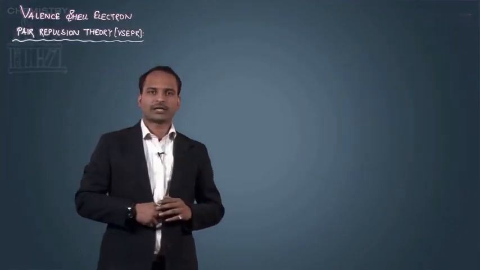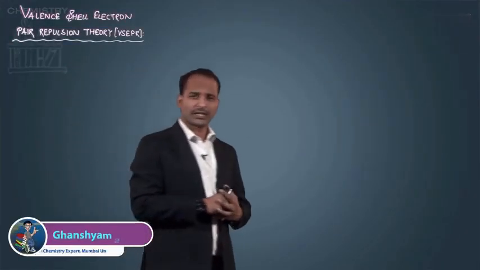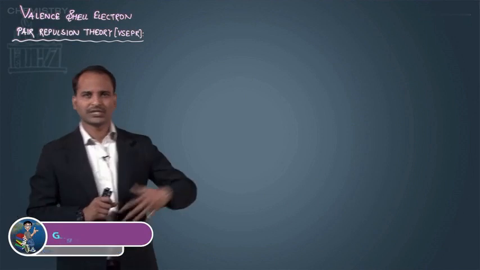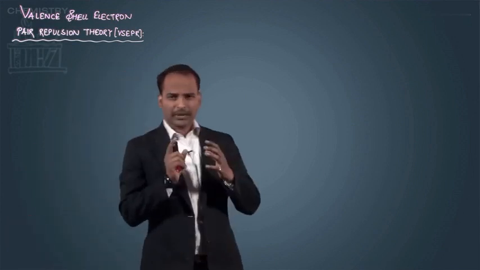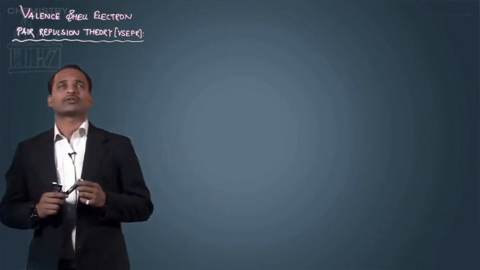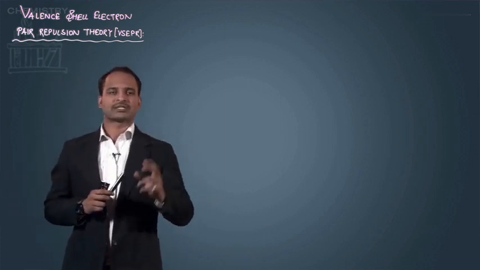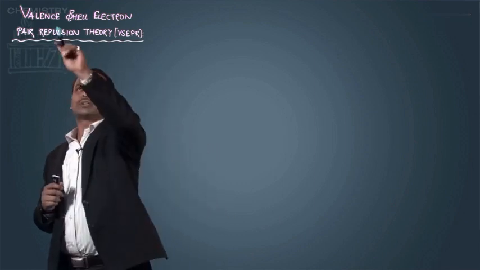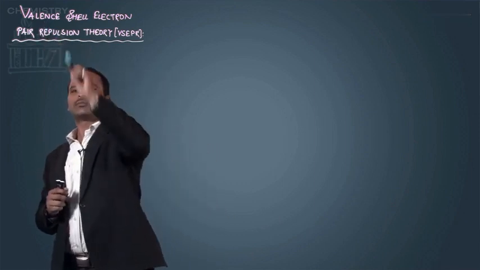Next we are having the valence shell electron pair repulsion theory. The valence shell electron pair repulsion theory talks about the shape of a molecule, or the change in shape, due to the pairs of electrons present in the outermost shell. Here we are talking about the electron pairs present in the valence shell of the central atom. The theory name is valence shell electron pair repulsion theory.